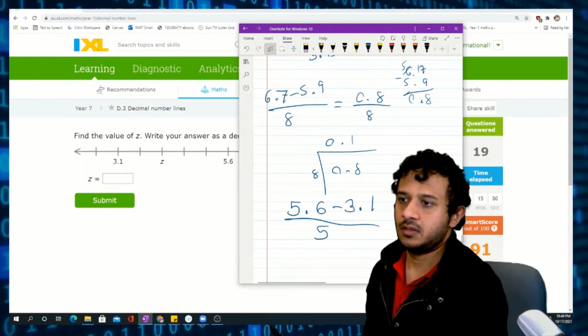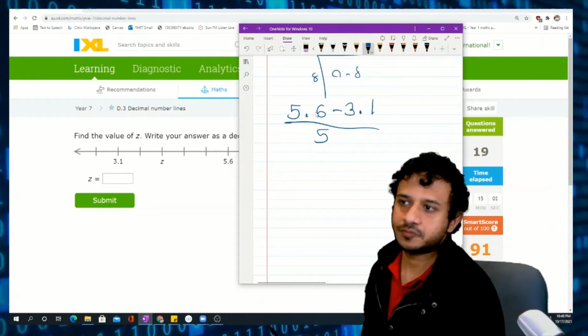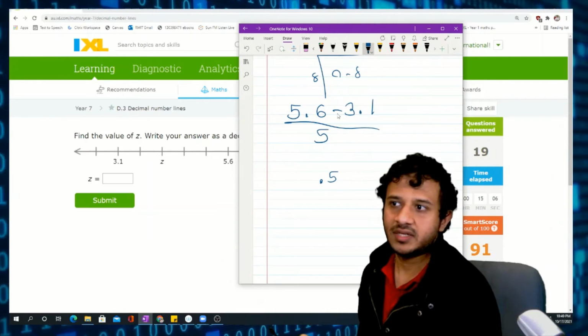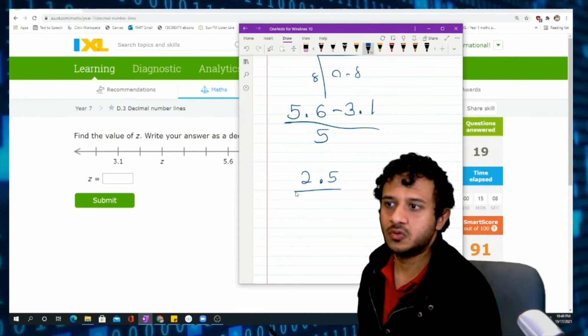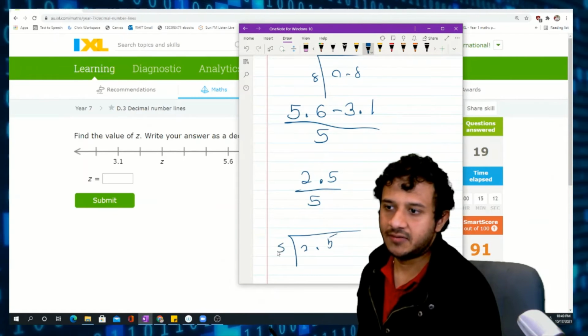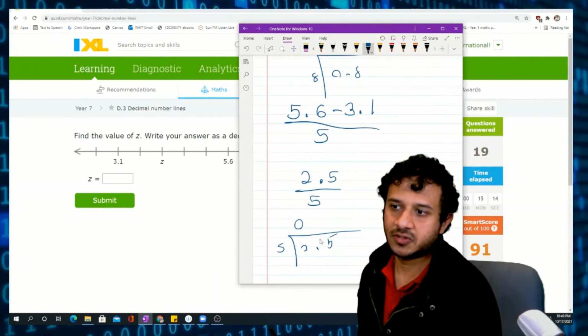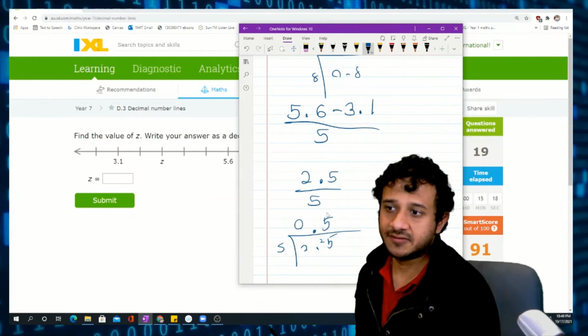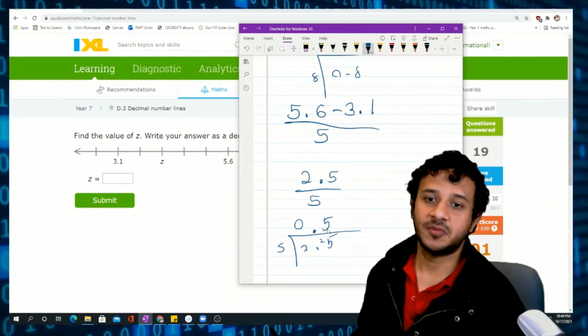Okay. So 6 take away 1 is a 5. 5 comes here. 5 take away 3 is a 2. 2.5 divided by 5. How many 5s can go into 2? 0, left over 2 goes to the neighbor, dot comes up here. How many 5s can go into 25? That's a 5. It's an increment of 0.5.